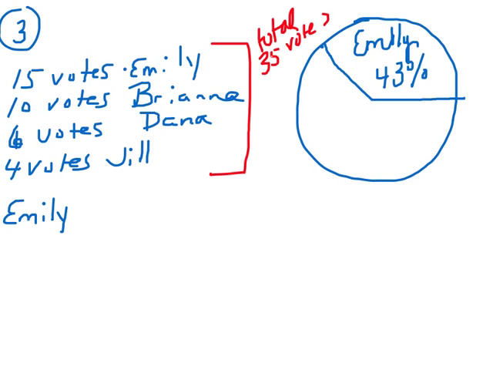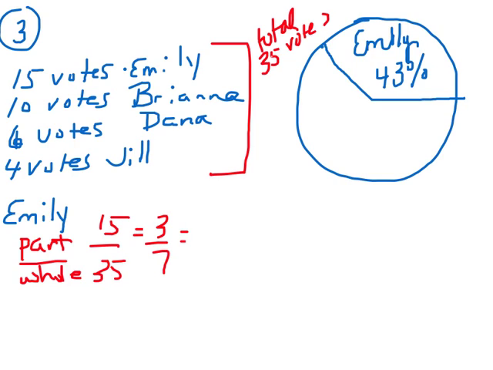Okay. So if we're doing the part to whole that represents Emily, she has 15 out of the 35 votes. And I can reduce that down to 3/7. And if I divide that out on the calculator, it's about 0.428. We would round that to about 43% of the whole circle.